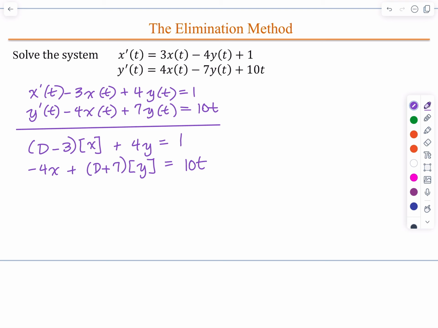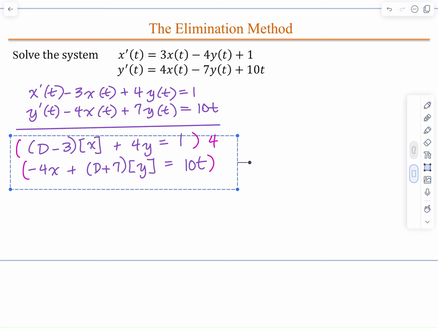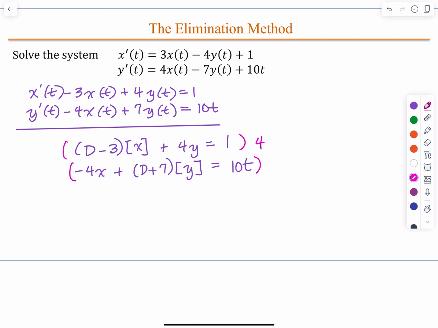And then we're going to multiply 4 times this first equation, and then we are going to apply d minus 3. So let me just move this over just a bit. I can actually put this 4 in the front. We're going to apply d minus 3 to this second equation. And now we are going to add these together. And as you can see, we will have this.